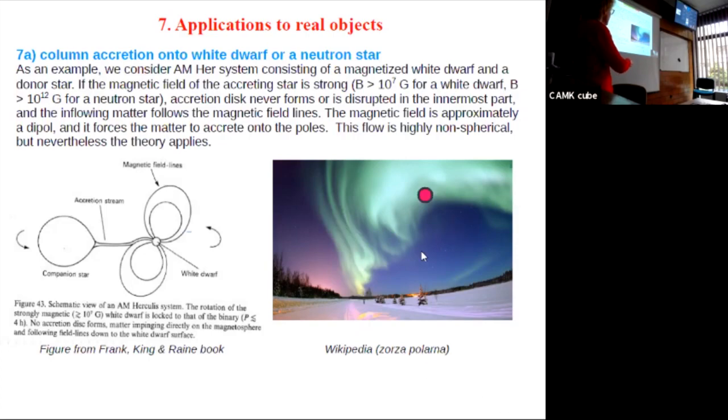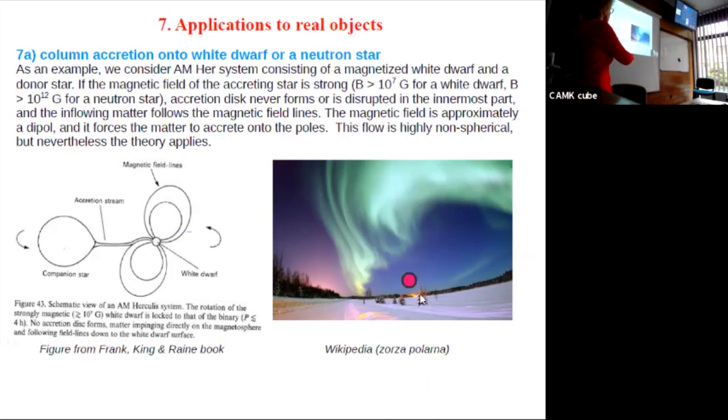And of course, we know that from the Earth, because we see this: Zorza Polarna, the Aurora Borealis. Okay, I took it from Polish Wikipedia, so this is why I typed the Polish name. That was not just a mistake. So you know that particles from the sun fall along the poles and not at the equator, right? Because of the magnetic field, which makes them fall along the poles.